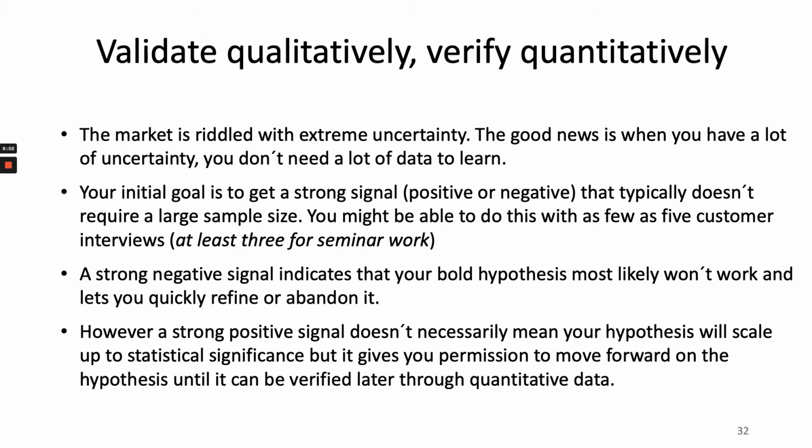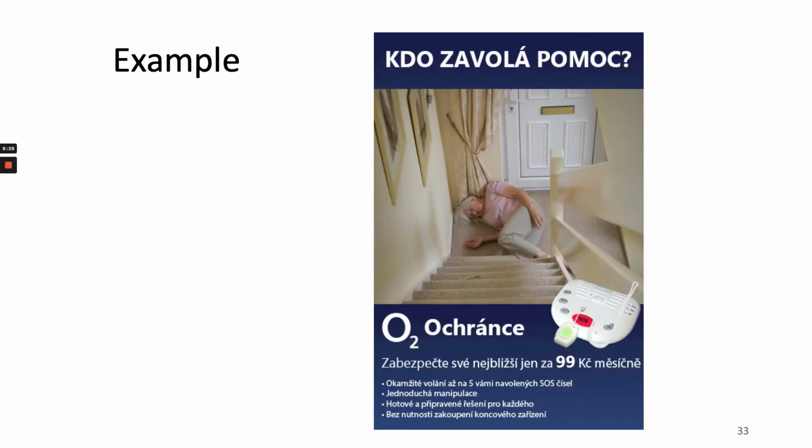A strong negative signal indicates that your bold hypothesis most likely won't work and lets you quickly refine or abandon it. However, a strong positive signal doesn't necessarily mean your hypothesis will scale up to statistical significance, but it gives you permission to move forward on the hypothesis until it can be verified later through quantitative data. So that's about it.